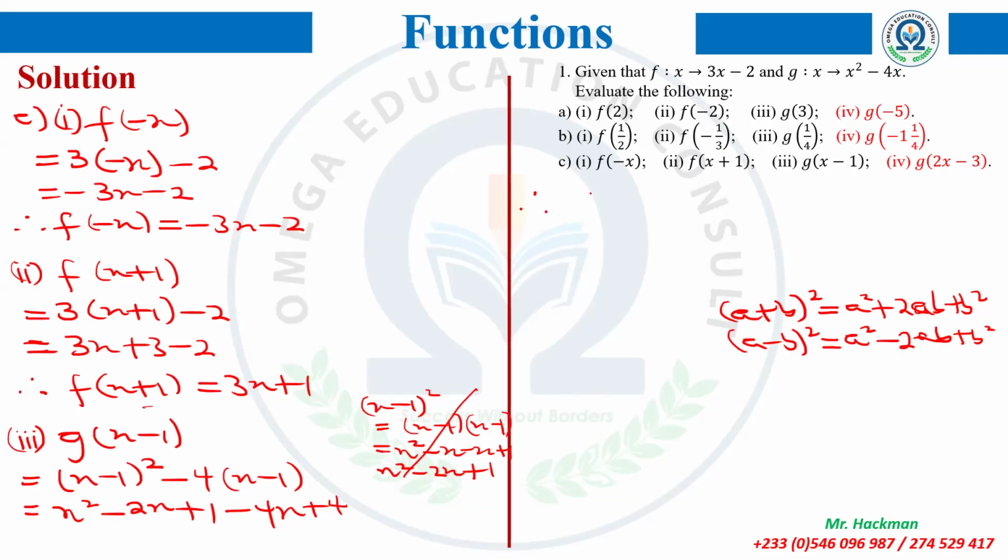So therefore, G of x minus 1 will be equal to, what do we get? We are going to get x squared. There is only one term in x squared, followed by the x term. So x term, I have two of them, minus 2x minus 4x. What would that give us? Negative 6x, very good. Then the constant, 1 plus 4 will give us plus 5. So we are done with that one.